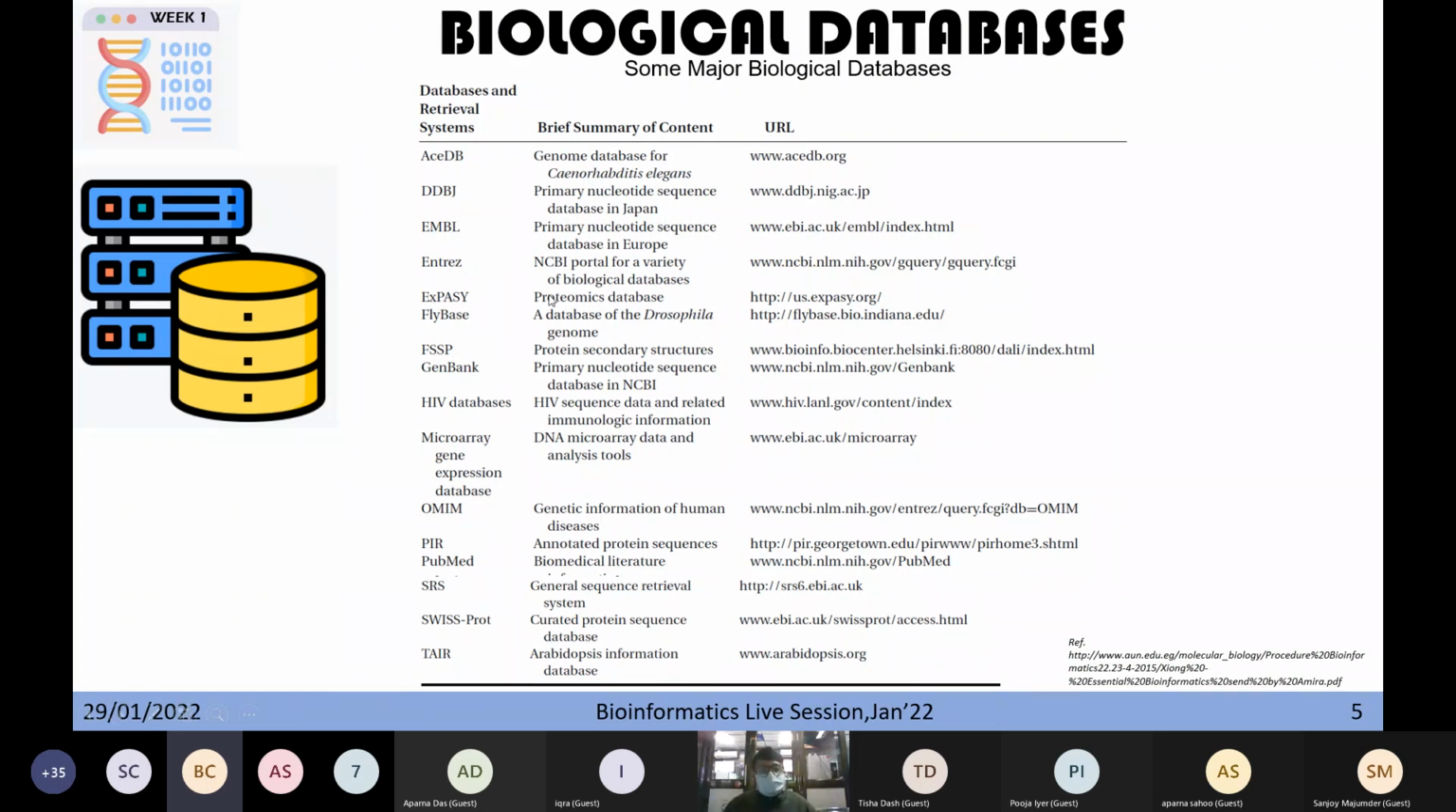Now some major biological databases that are very commonly used are DDBJ, EMBL, UniProt, ExPASy. We will visit these on different days and in different contexts, to see how they function and how they can help us. Others are FlyBase and the HIV databases, which are specialized databases for those interested in that kind of research. PubMed is a literature database where you can find all the biomedical literature that is present. So these are some major biological databases.